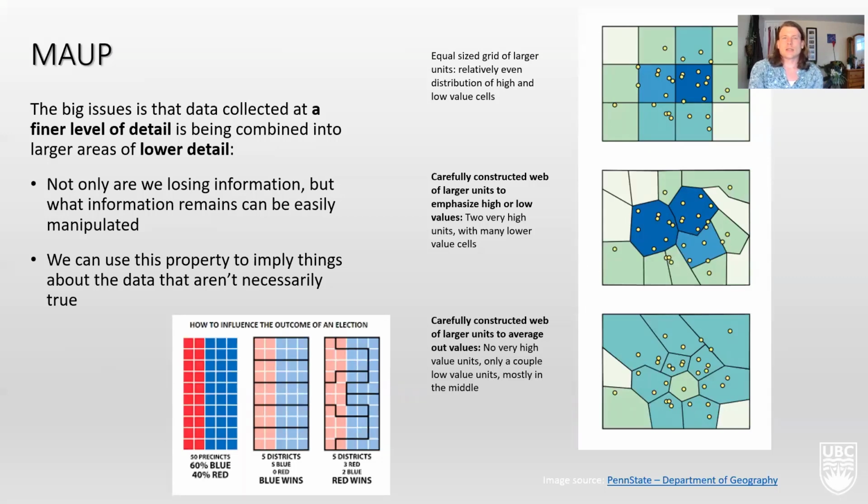So if you look at the examples on the right, we're drawing different boundaries and we get different results. If we create equally sized grids with larger units, we can get a relatively even distribution of high and low values, but you can carefully construct a web to create a couple high valued polygons and then many low value polygons, or you could carefully construct a web to make the values more dispersed. And so this can be exploited, for instance, in order to rig an election. This is known as gerrymandering, the drawing of electoral districts to encourage a certain outcome from an election.